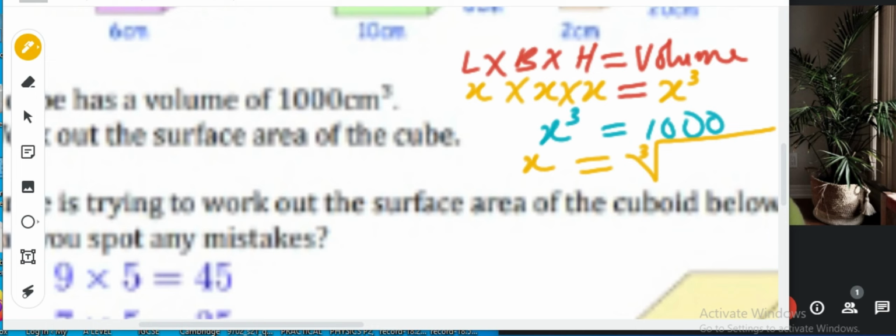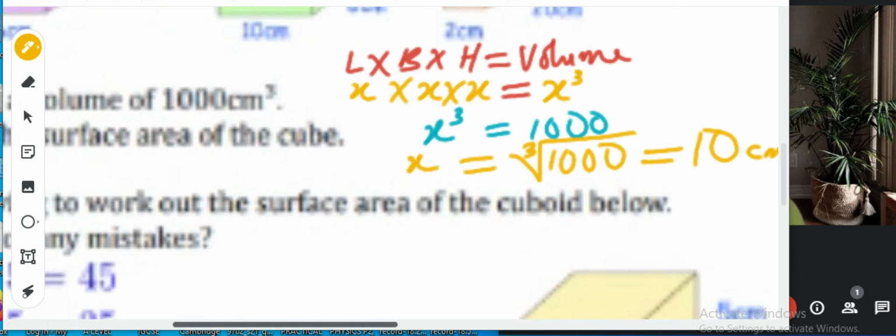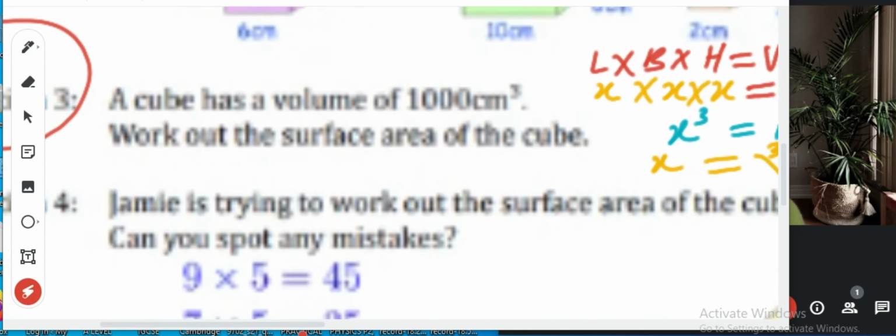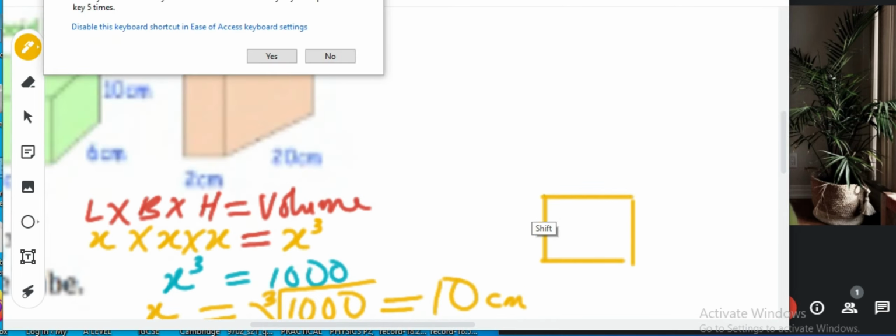Cube roots. Cube root of 1000. And what's that number you multiply by itself 3 times to get 1000? That's 10. So x is actually 10 centimeters. So that's the length of one of the sides, but we are asked to find the surface area. Since we know that it's 10 centimeters, you can simply draw this out, something like this. We know the side now. You can draw it out and just indicate all the sides and use it now to find the surface area.